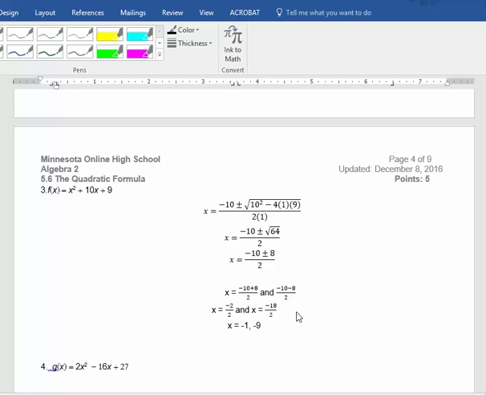Here's number 3, all done and all worked out. If you need help with that one, you can pause the video here and see if you have any questions. This one's interesting because underneath the square root sign, you get a perfect square, 64. The square root of 64 is just 8. So you write it 2 different ways with your plus and your minus, and you'll get 2 integer answers for this one.